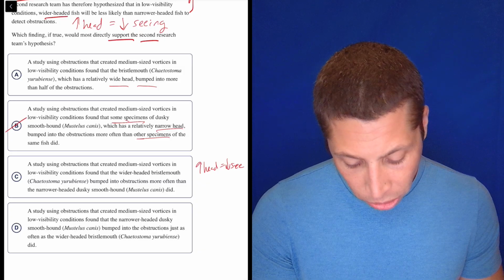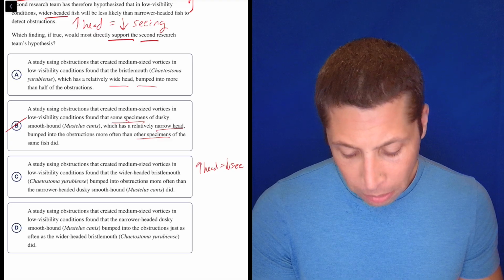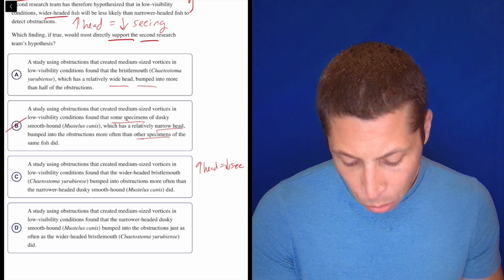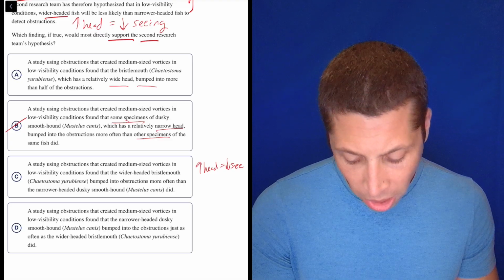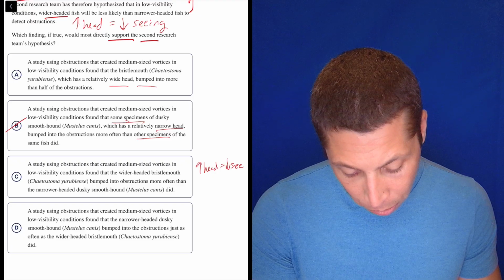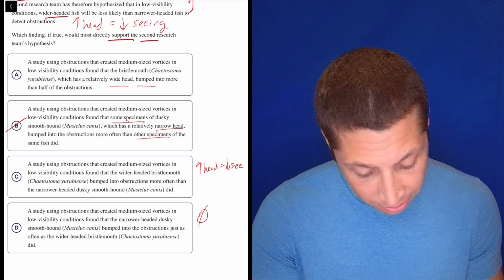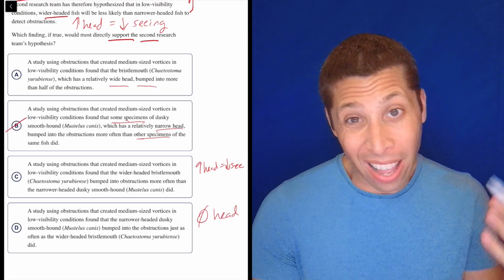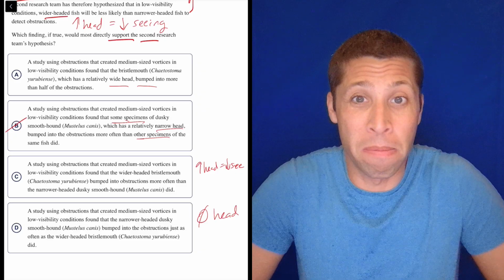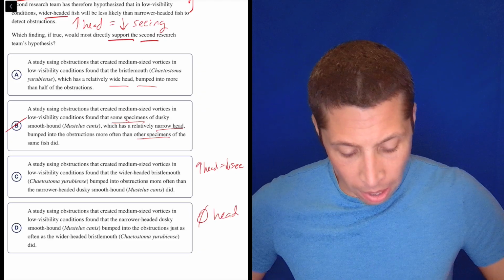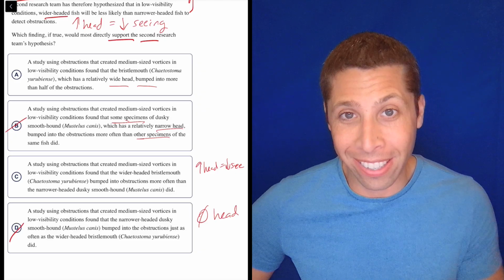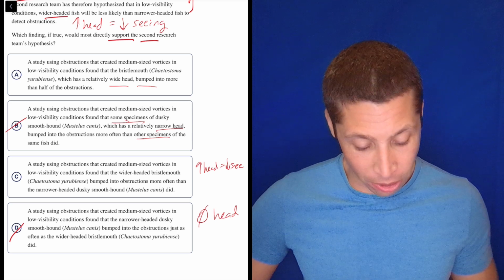A study using obstructions that created medium-sized vortices in low visibility conditions found that the narrow-headed dusky smoothhound bumped into the obstructions just as often as the wide-headed bristlemouth. So this is just saying the head size doesn't matter, right? The zero with the line through it is kind of my notation for doesn't matter, doesn't mean anything. So that's definitely wrong because the whole point is that it should matter. And so there you go.